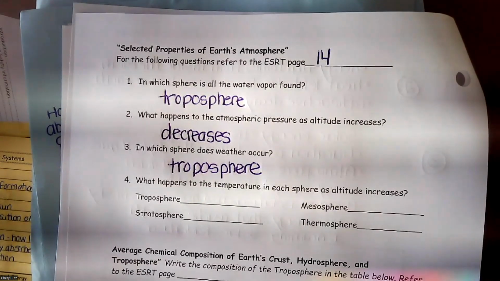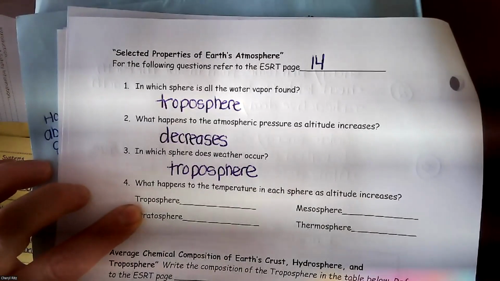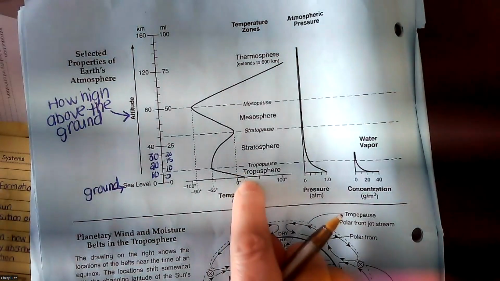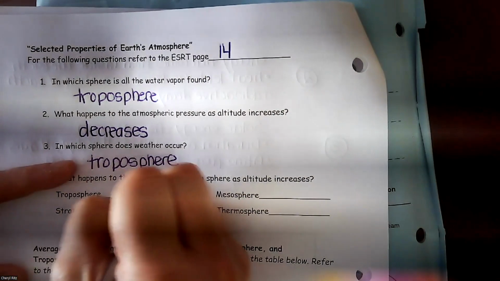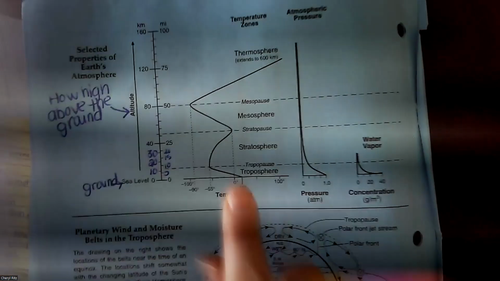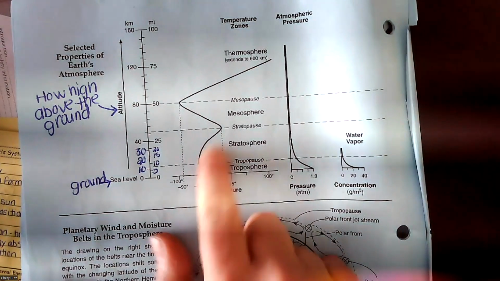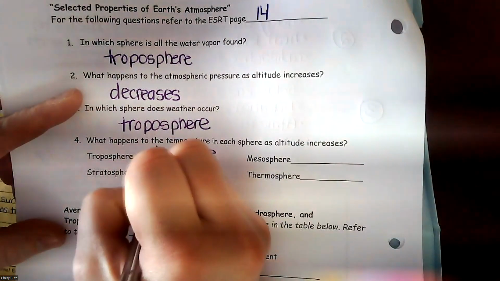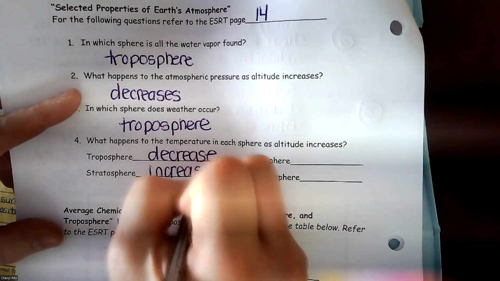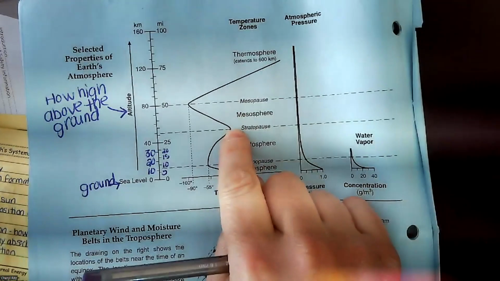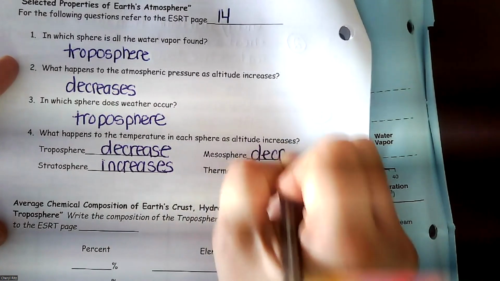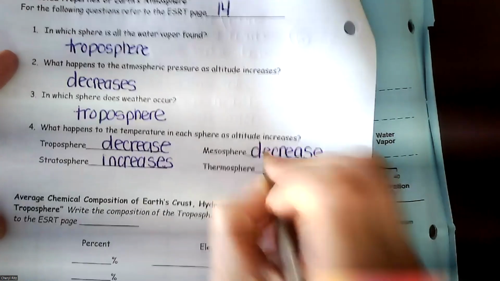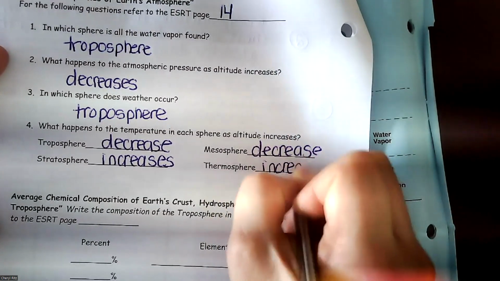And finally, what happens to the temperature in each of the spheres as altitude increases? Troposphere, we go from -15 to -50, so that decreases. Stratosphere, what happens? Increases. Mesosphere, yep, we're back to decreasing. It's getting colder. And the last one, thermosphere, increases, yep.